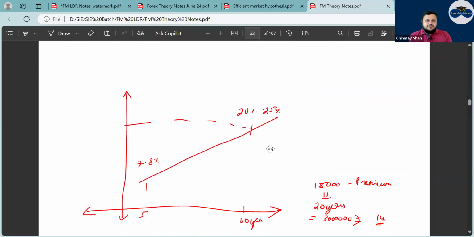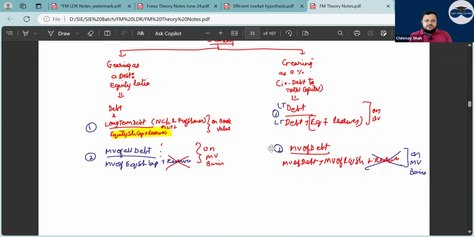Then you have the short-term part and the gearing part. I will look at gearing as a debt equity ratio. That is what? 90 is to 10, equity to debt, right? Or 10 is to 90, equity or debt to equity. That is the debt to equity ratio. When gearing is given as a percentage, it will be long-term debt divided by total capital. That is long-term debt plus equity plus reserves, right?